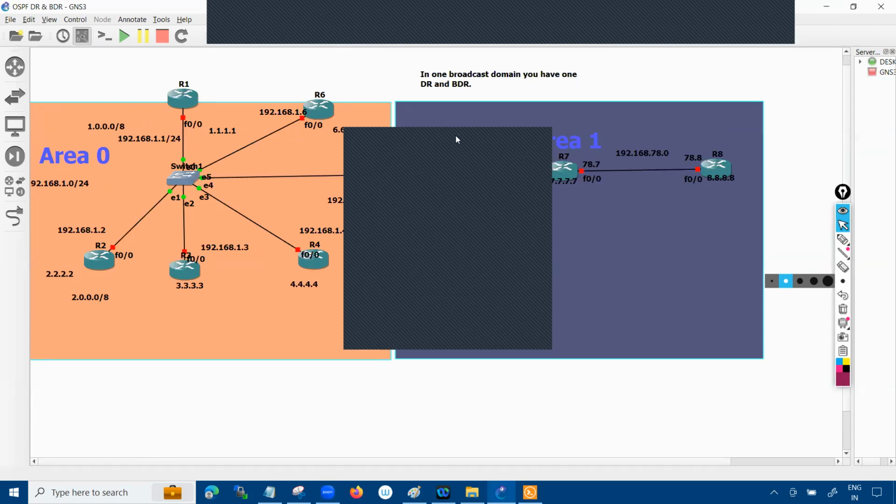Is BGP harder than OSPF? OSPF is a very simple protocol. If you take OSPF as hard, then BGP will become even harder.